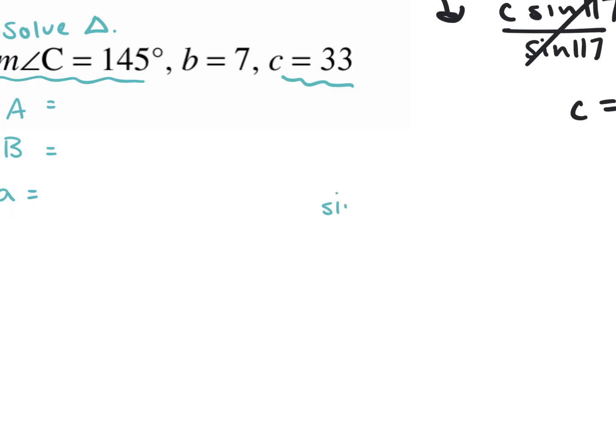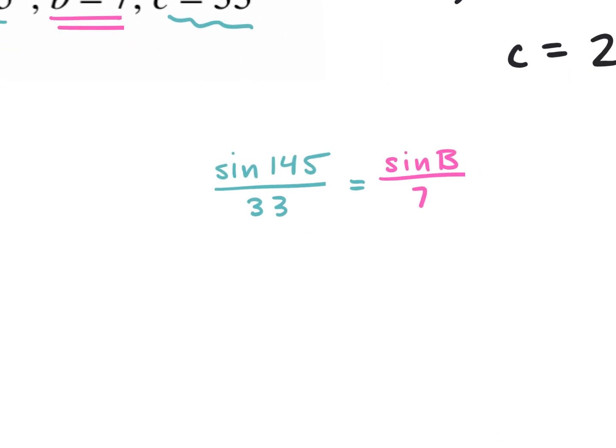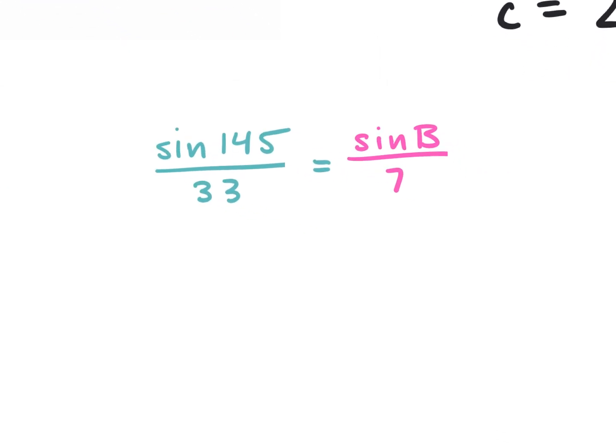So I can say sine of what? 145. You want to make sure you're taking the sine of the angle over 33 is equal to, what do we have to find next? We've got to find angle B. So since we're given side B, we use this to find angle B. So sine of B over 7. Now a couple different ways that we can solve here. We could cross multiply and then divide, or you can save yourself the extra step and just multiply both sides by 7.